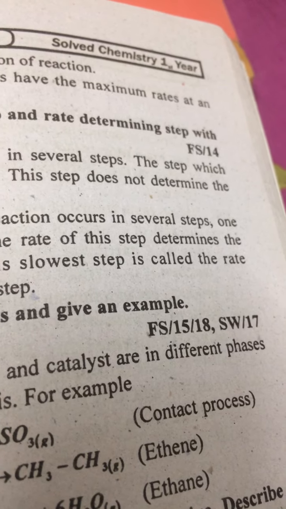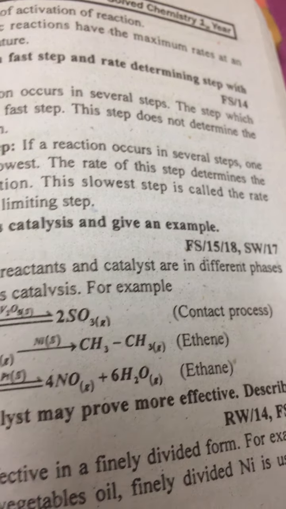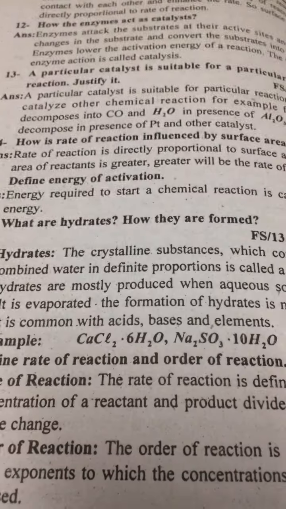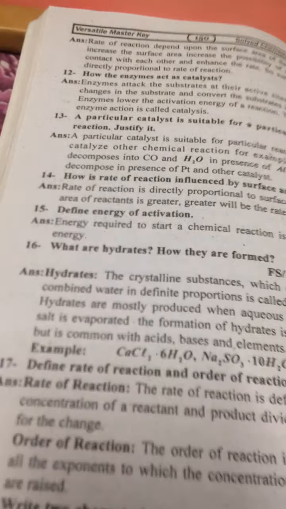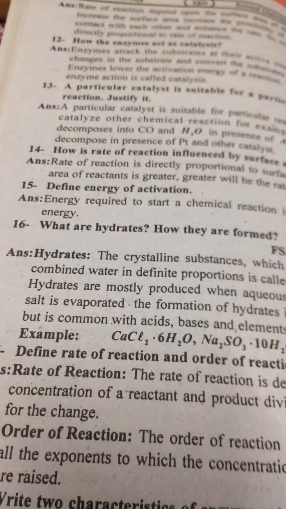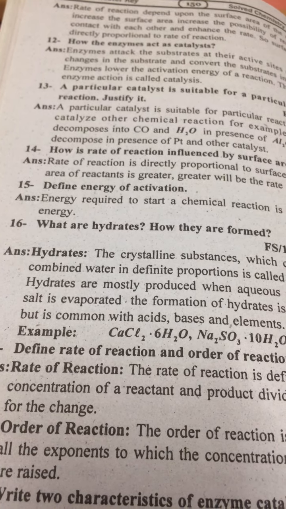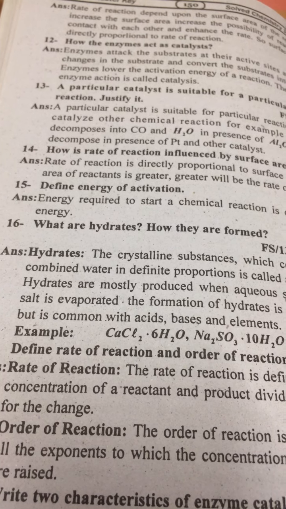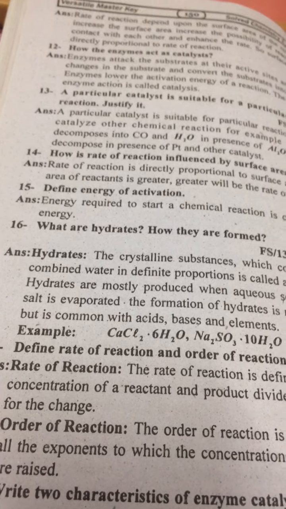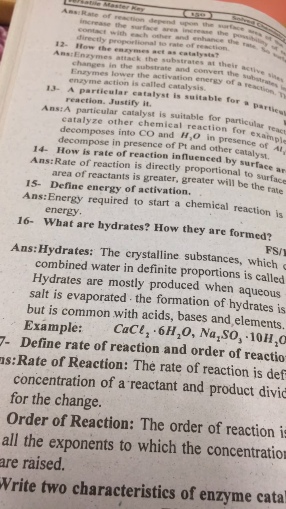Define rate of reaction and order of reaction. Rate of reaction: the rate of reaction is defined as the change in concentration of reactant or product divided by the time taken for the change. On the other hand, order of reaction: the order of reaction is given by the sum of all the exponents to which concentrations in the rate equation are raised.